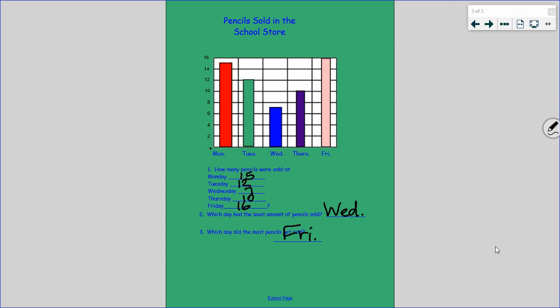I hope you enjoyed this quick little review. You are free to do your guided class practice, page 113, on your own as we get ready to wrap up our math.